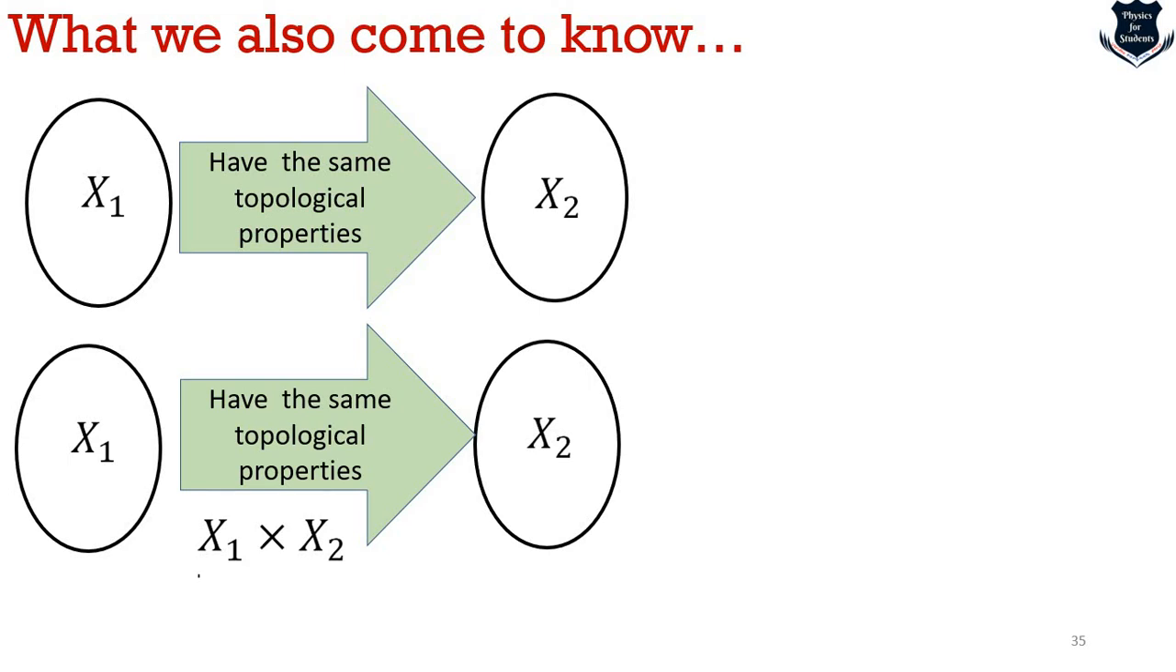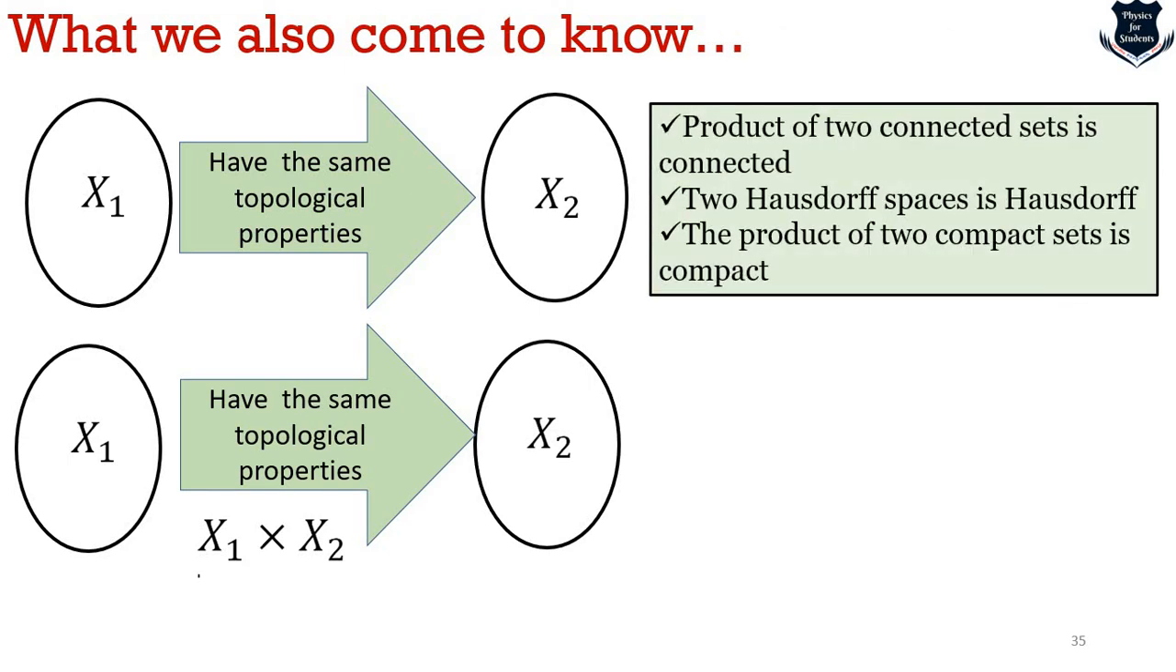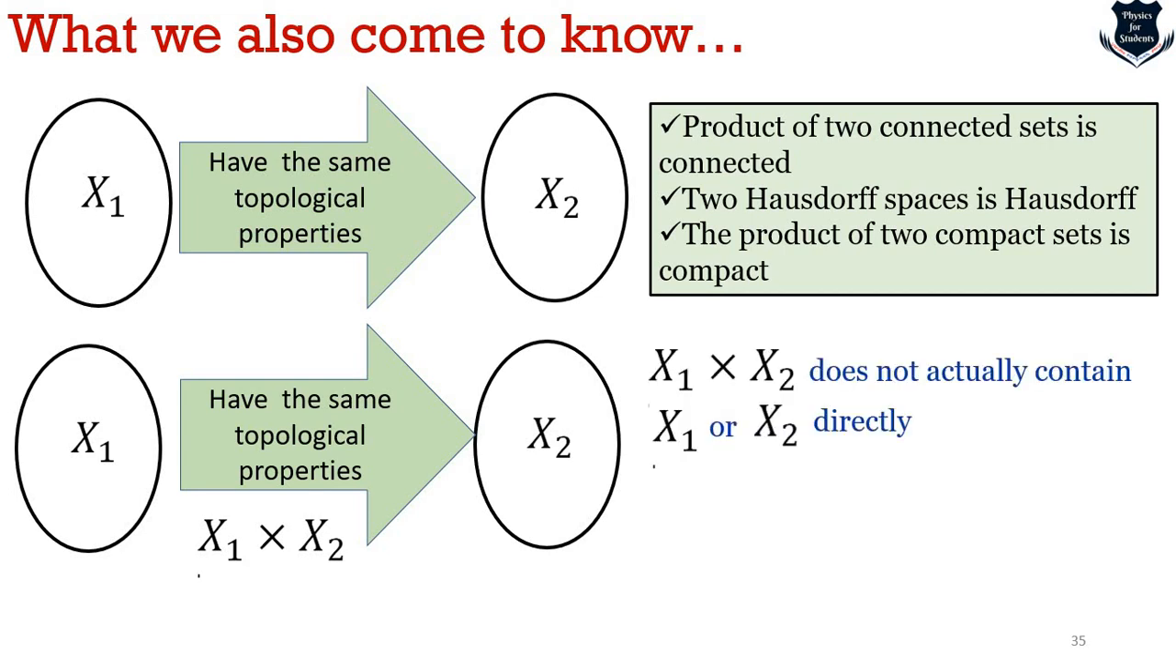Let me give you certain simple examples. The product of two connected sets is connected. The product of two Hausdorff spaces is a Hausdorff space. The product of two compact sets is compact, and so on, right? I am not going to prove this.